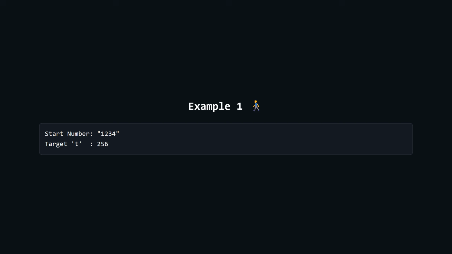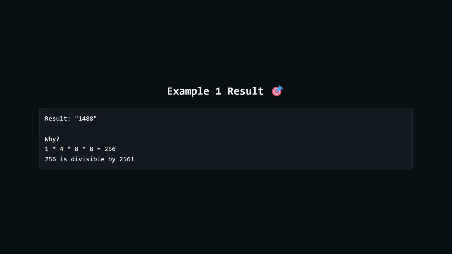Our starting number is 1234, and our target is 256. The answer is 1488. It's bigger than our start, it has no zeros, and if we multiply 1, 4, 8, and 8, we get exactly 256, which divides perfectly.